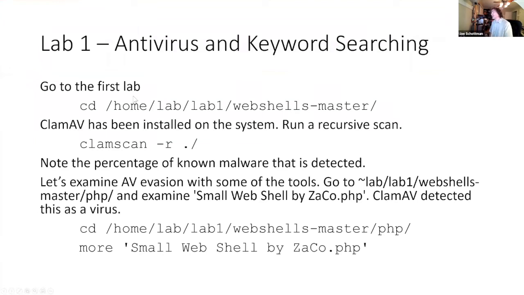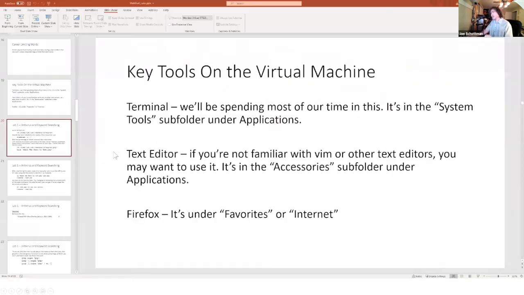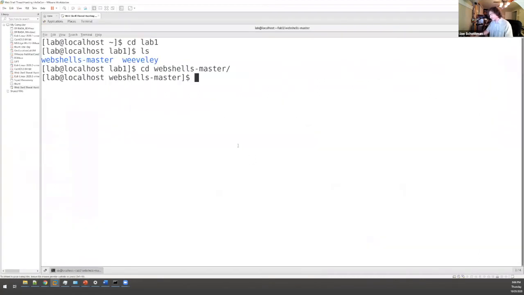So this web shells master folder has a large collection of web shells that I pulled off of GitHub. I have installed ClamAV on the system also. ClamAV, if you're not familiar with it, is the dominant open source antivirus scanner. So if you do the -r, that just means recursively, and the / means in this current directory.